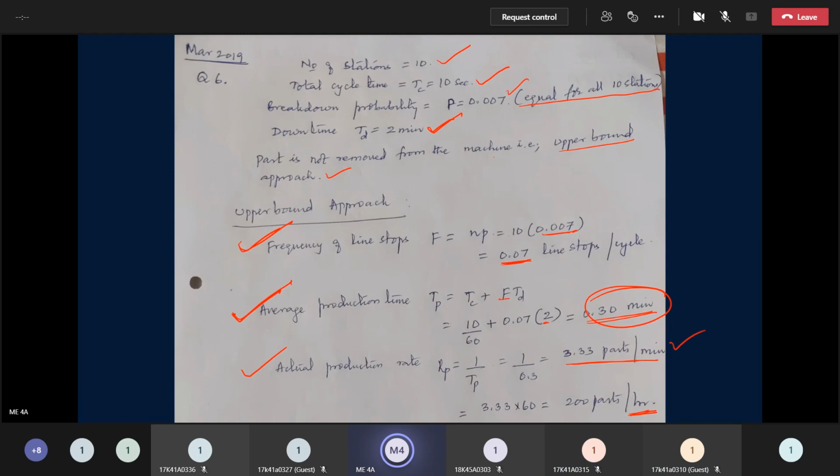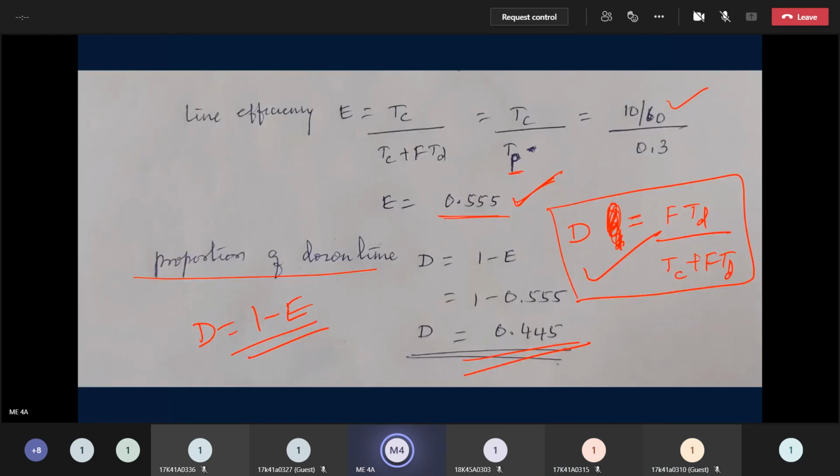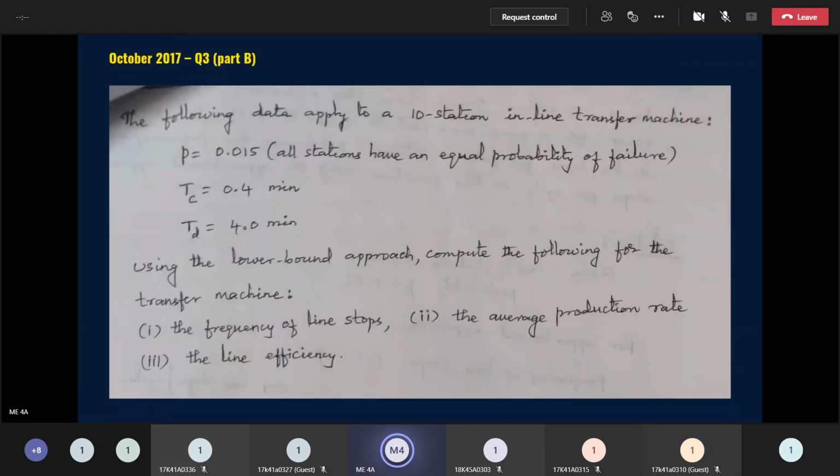This is one problem given in March 2019. And let me take up one last problem of similar kind. This is given in October 2017, question 3 in part B. The following data apply to a 10 station inline transfer line. Probability of failure 0.015, equal probability of failure for all stations. Cycle time 0.4 minute. TD 4 minute downtime.